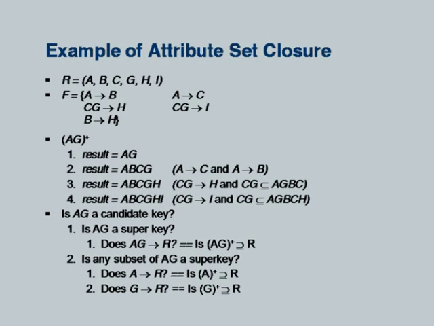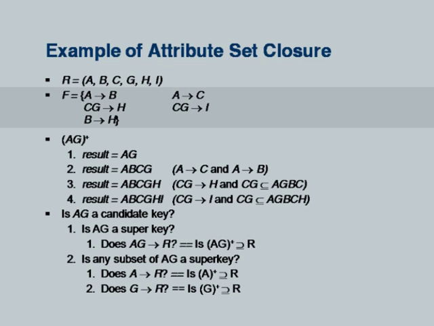Okay, anyway, coming back here, is AG a candidate key? Well, we already know it's a super key. Its immediate subsets are A and G. So, is A a super key? Does it functionally determine R? In other words, is A plus a superset of R? What is A plus here?